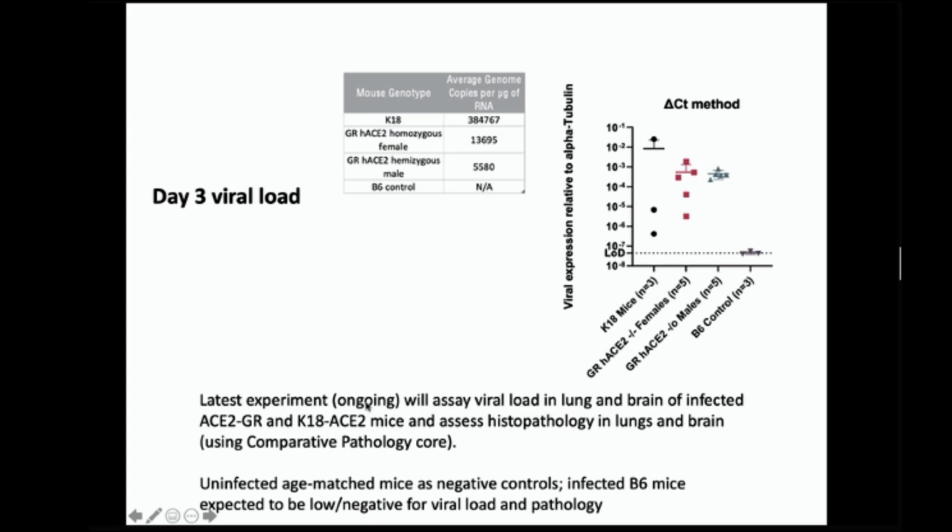This new experiment that's going on will assess viral load in the lung and the brains of infected H2 gene replacement in the K18 transgenic mice. And at the same time, where we have the tissues, we haven't submitted them yet, but they will be submitted to the comparative pathology shared resource for histopath.